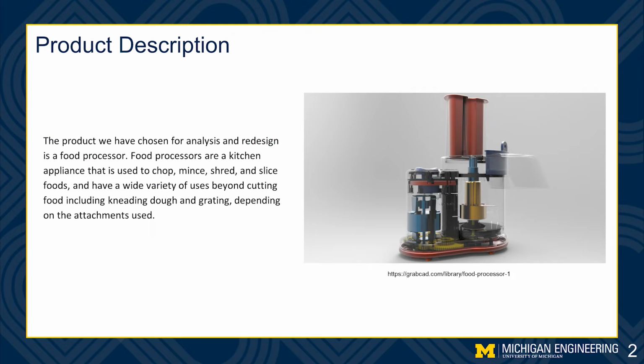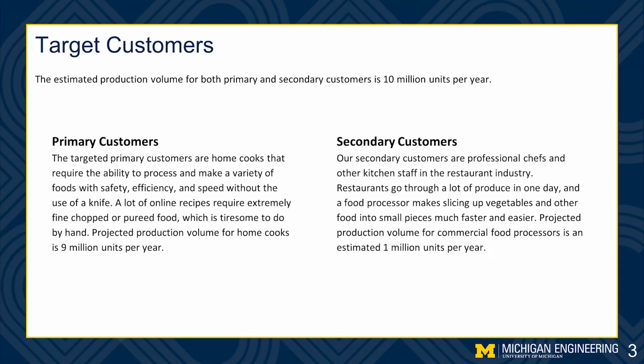So the product we chose is a food processor, which can be used to chop, mince, shred, and slice foods, and can have a wide variety of uses depending on the attachments used. For our target customers, our primary customers are home cooks that require the ability to process food safely, efficiently, without the use of a knife. Our secondary customers are professional chefs and other kitchen staff in the restaurant industry, which produce and process a much larger amount of food than the home cooks.